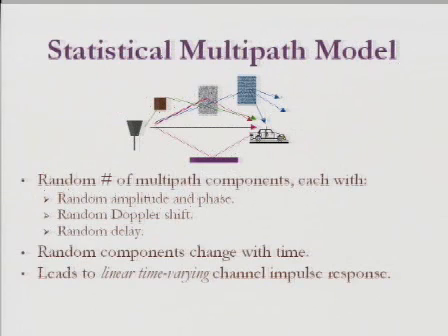So this is a typical picture of a multipath scenario, transmitter and receiver, and a whole bunch of objects that are reflecting signals. So there's a number of components. Each one has a certain amplitude and phase, a Doppler shift that has to do with motion, and a delay that has to do with the length of the corresponding path. So this whole thing gives rise to a linear time-varying channel impulse response that relates the signal that we transmit and the signal that we receive.